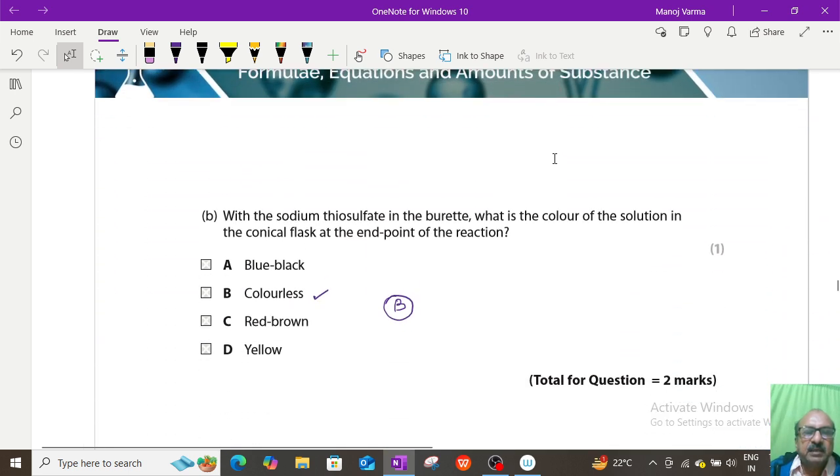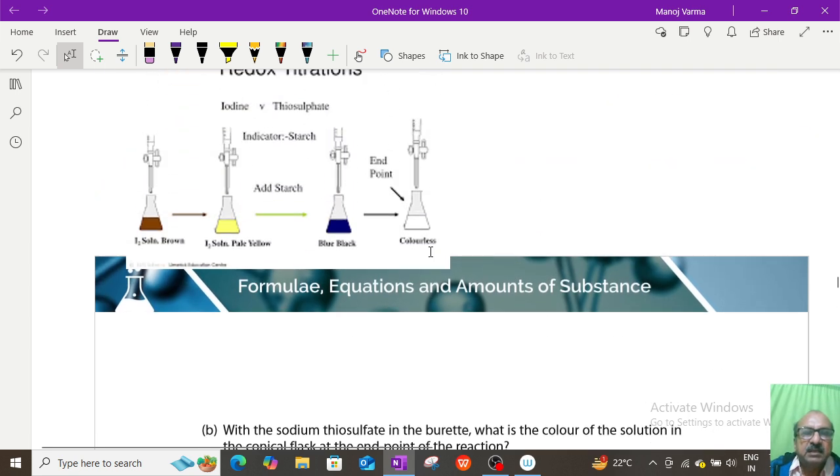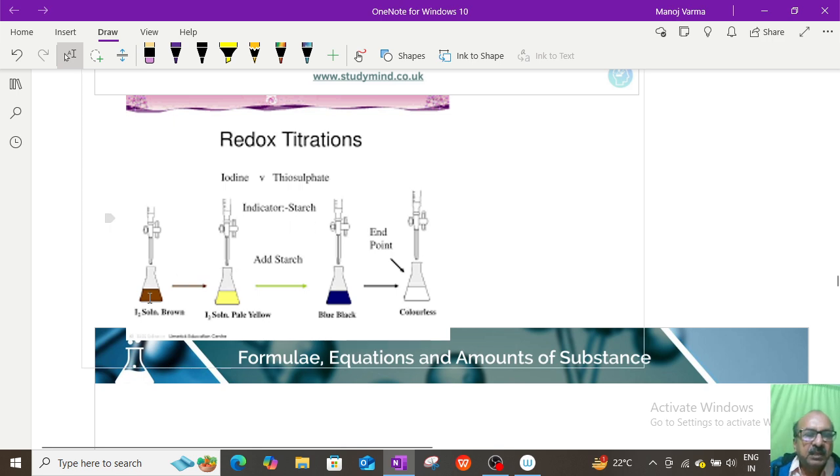26, where they are showing a titration of iodine with sodium thiosulfate, and they have taken sodium thiosulfate in the burette, and the conical flask contains the iodine. So what is the end point? I have taken this titration for you to understand. Here we have the iodine solution, and when we titrate, it's brownish in color, and we have taken the thiosulfate in the burette, and we are adding it, and when it becomes pale yellow, that means a very small amount of iodine is left.